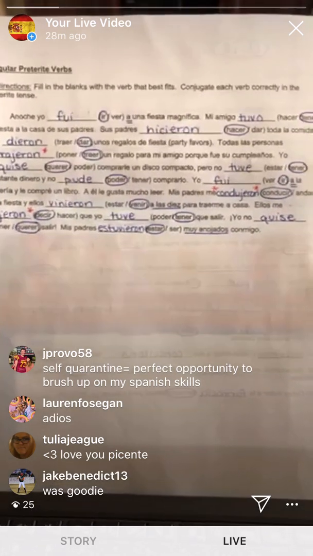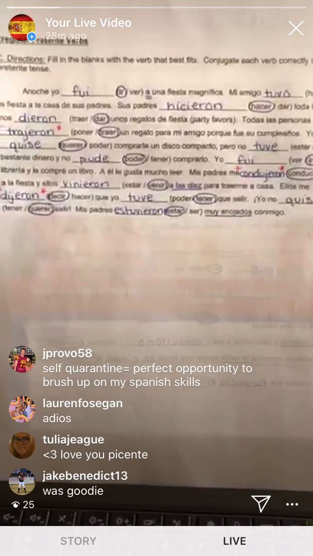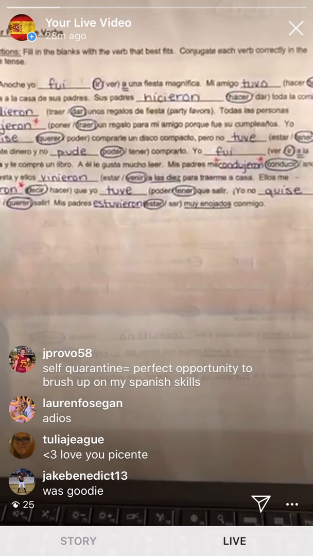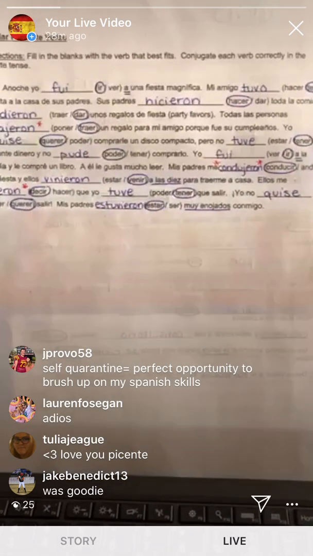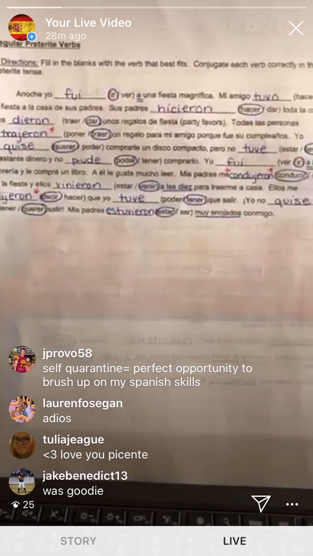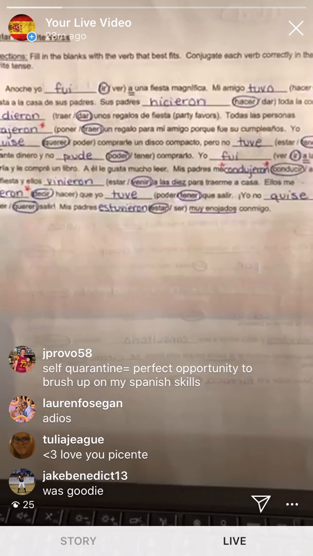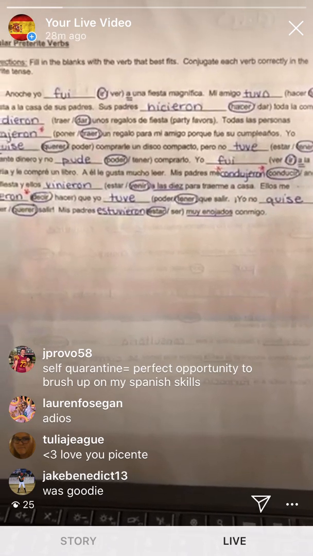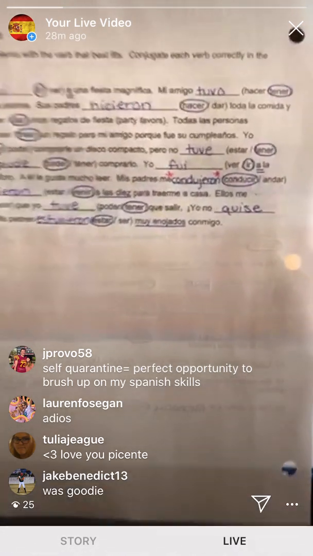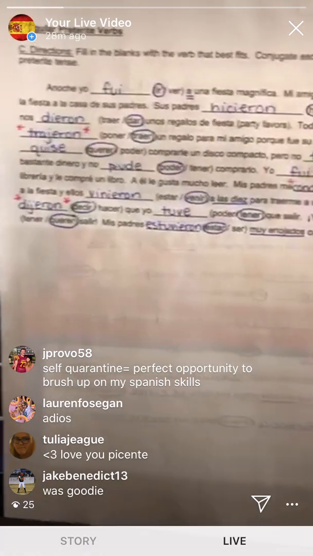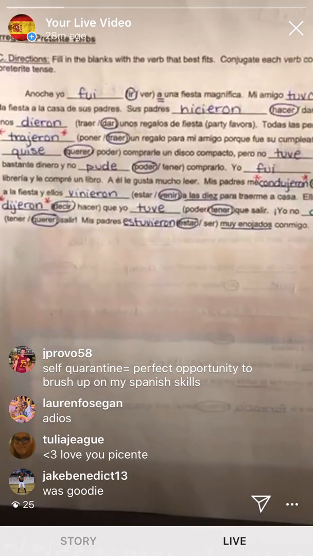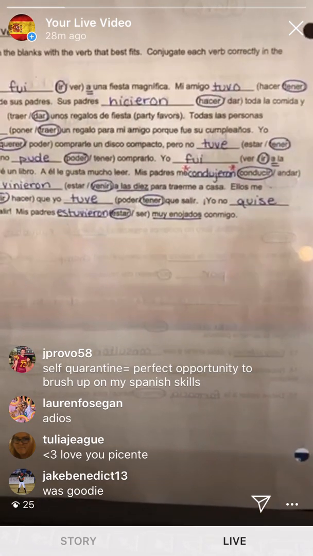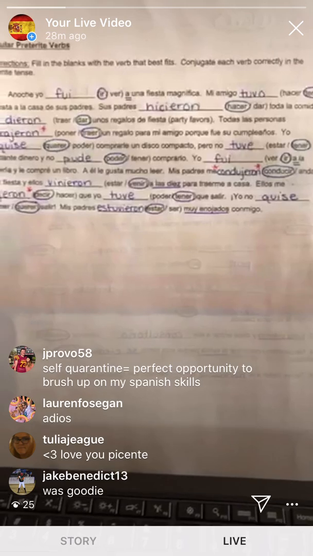All right, so back to my irregular preterite paragraph. It says, last night I went to a magnificent party. Remember with ir, you're going to have that a after it to tell you that you are going to use ir because you're saying you're going to a place. My friend tuvo la fiesta. So he had the party at his parents' house. Sus padres hicieron toda la comida. His parents made all the food.